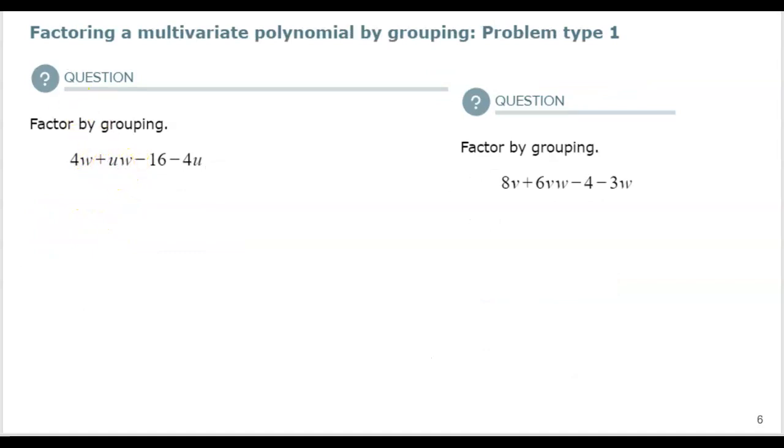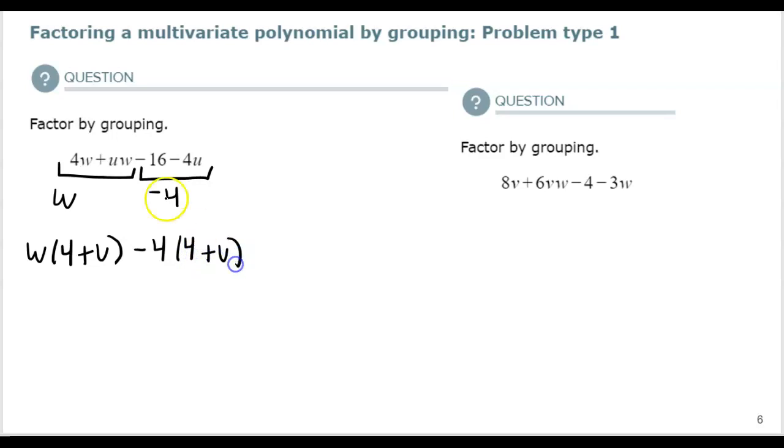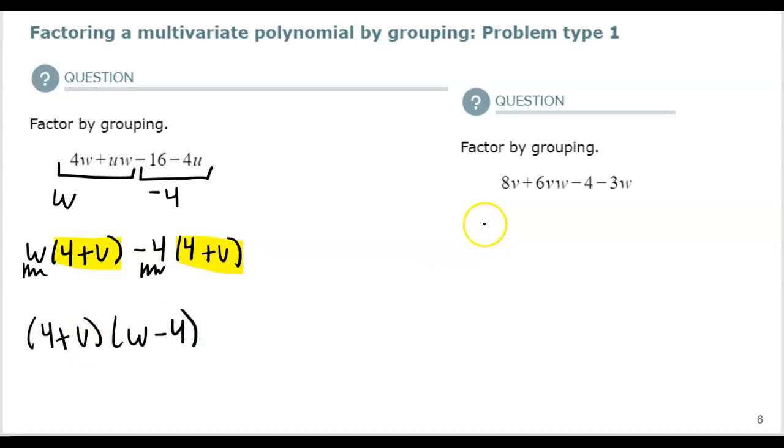These ones here have multiple variables, but I can still handle it the same way. What these have in common is a w, so I'd pull out a w and I'd have 4 plus u. These have a -4, and I'd end up with a 4 plus u. Once again, I have my matching term and my leftover term. We'd pull out our matching term, 4 plus u, and then our leftovers. Go ahead, pause your screen, try this one on your own.